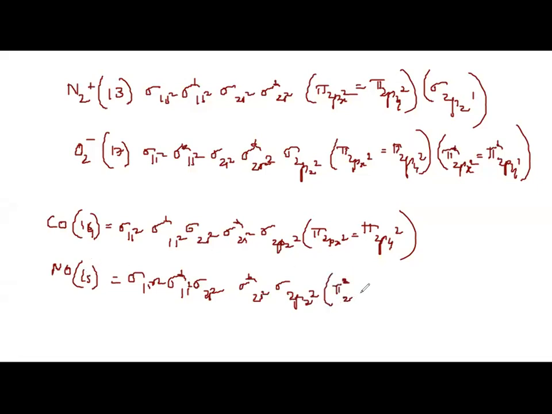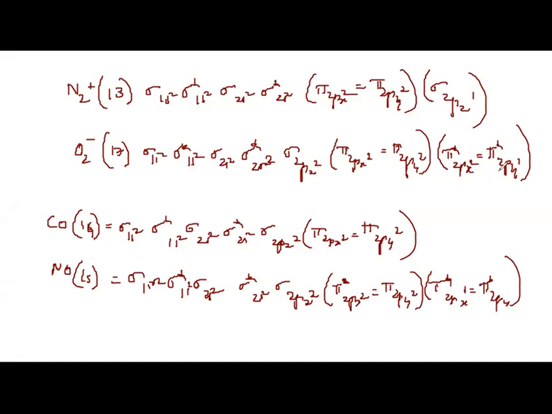Pi 2px2 equal to pi 2py2, pi star 2px equal to pi star 2py. Let me see: 2, 4, 6, 8, 10, 12, 14, and 1 electron, so 15. So these are the options where we look for which is not paramagnetic.